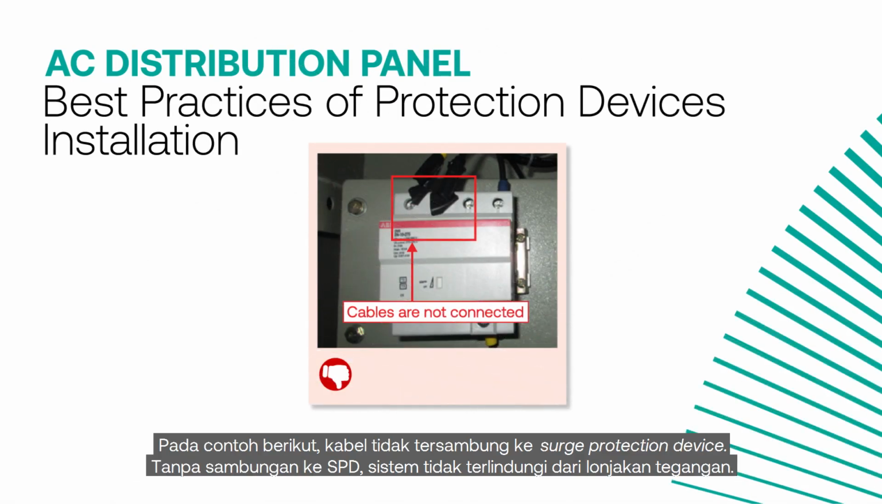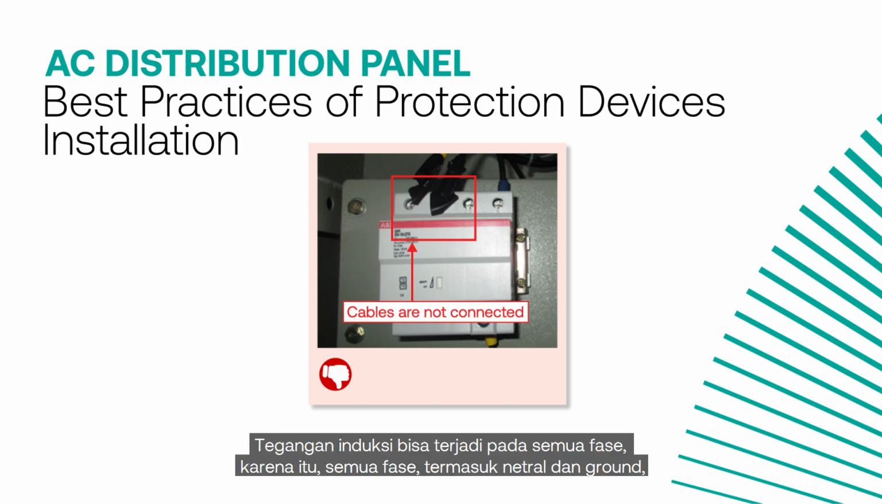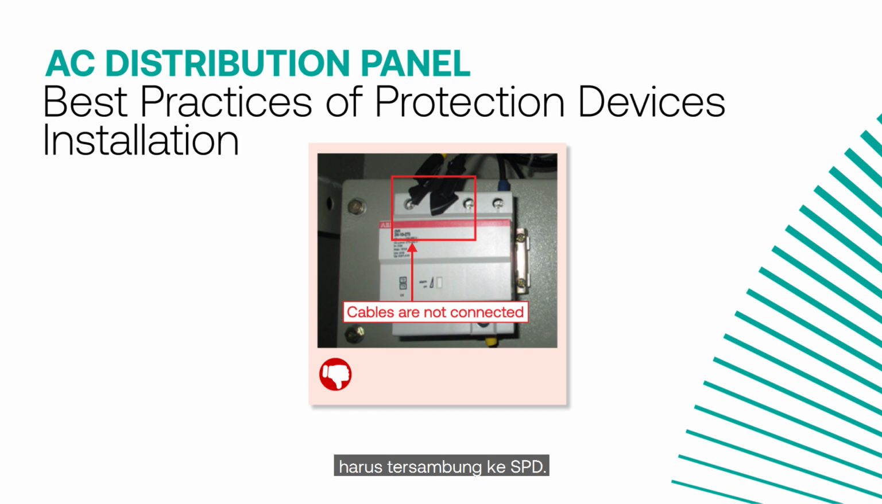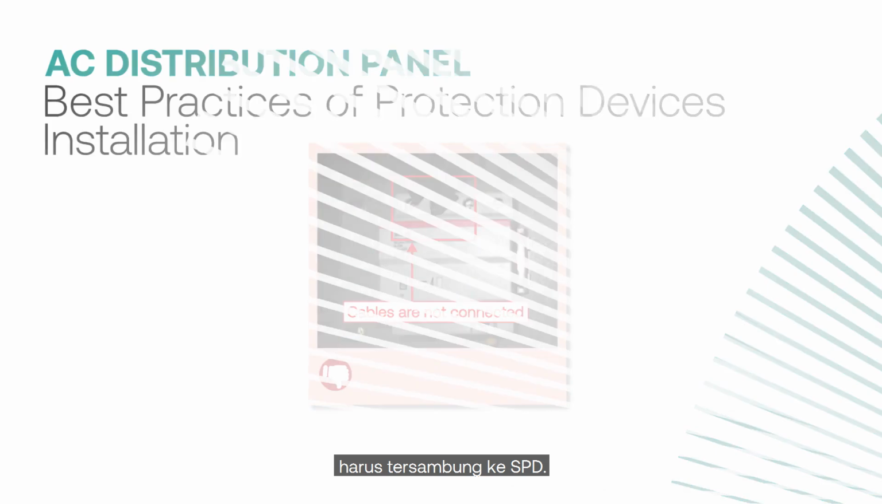In this example, cables are not connected to the surge protection device. Without connection to SPD, the system may not be protected from voltage spike. Induced voltage may occur in all phases. Therefore, all the phases including neutral and ground should be connected to the surge protection device or SPD.